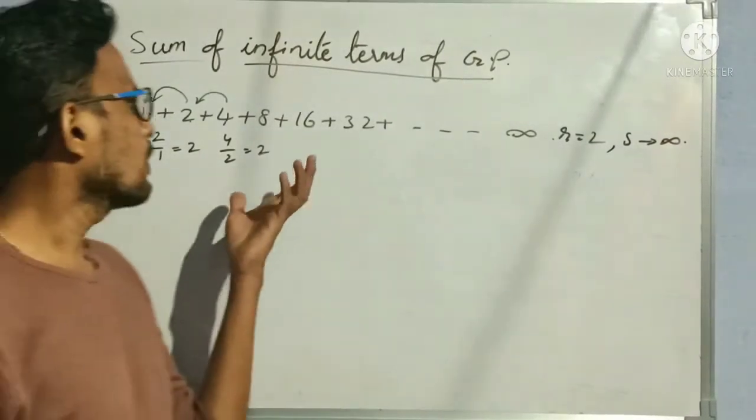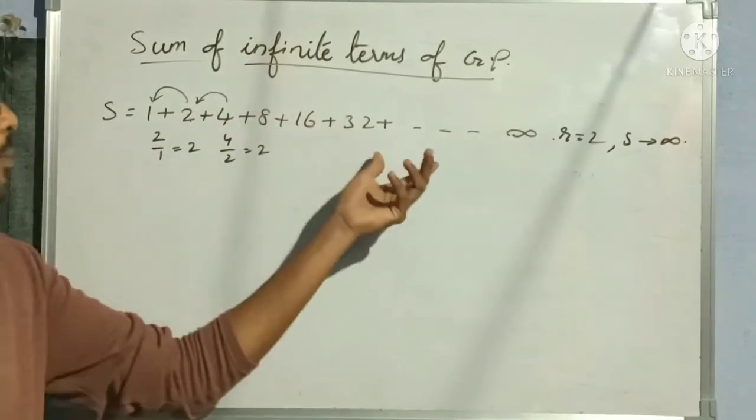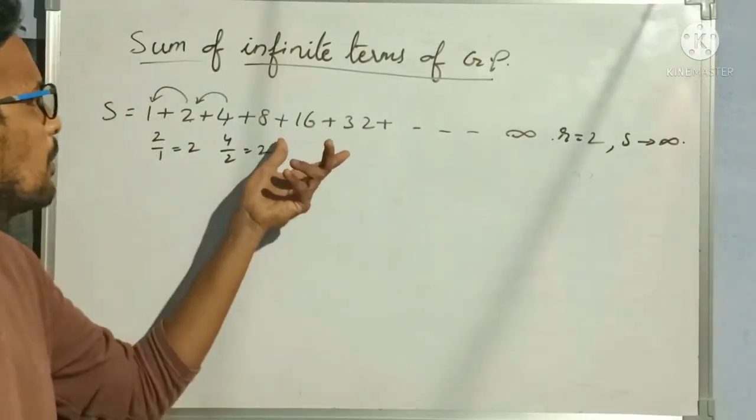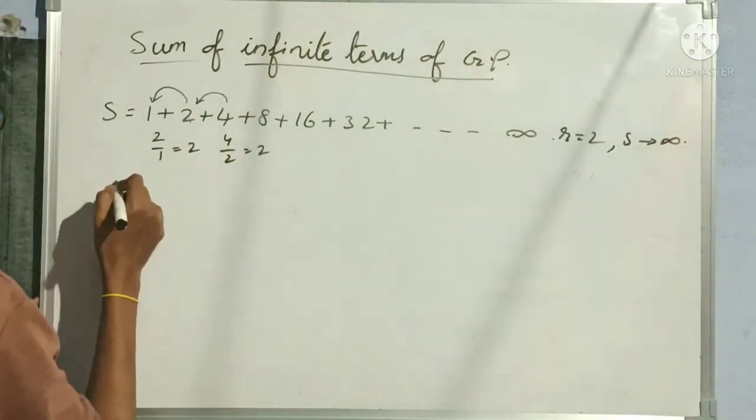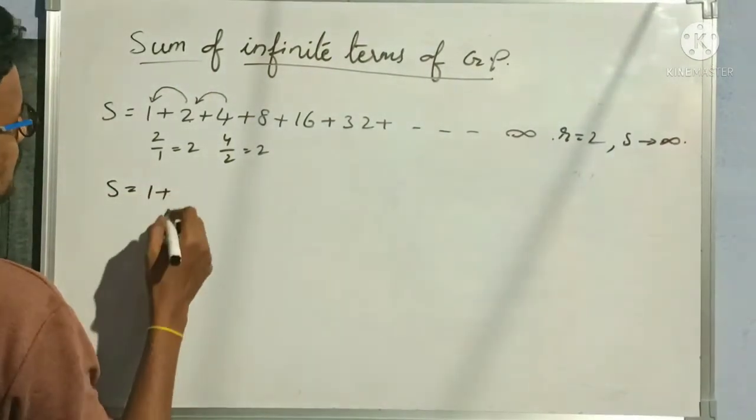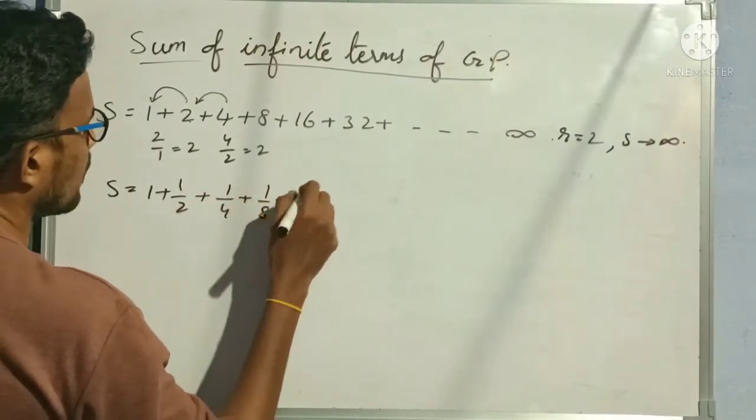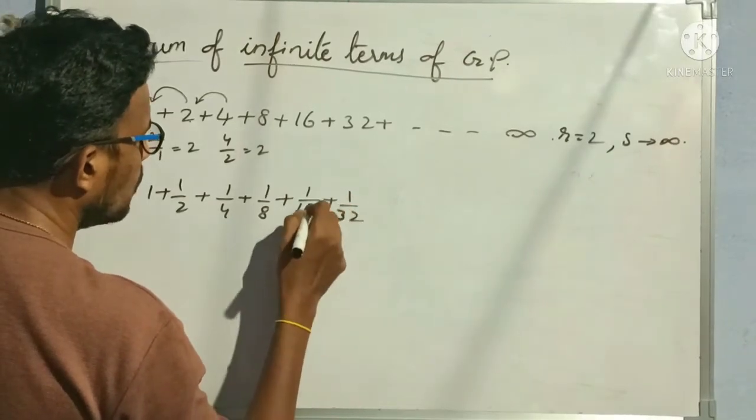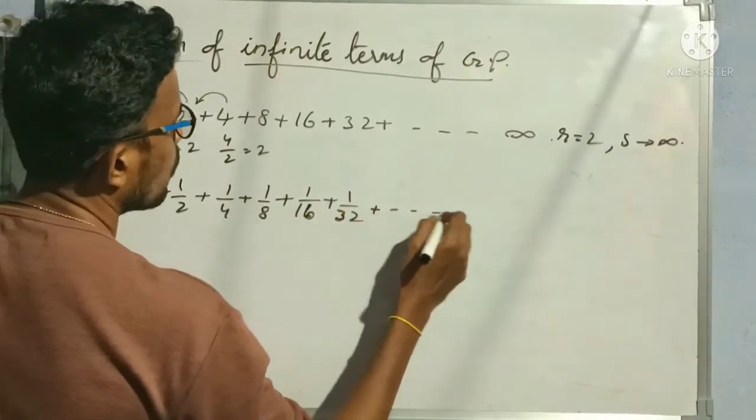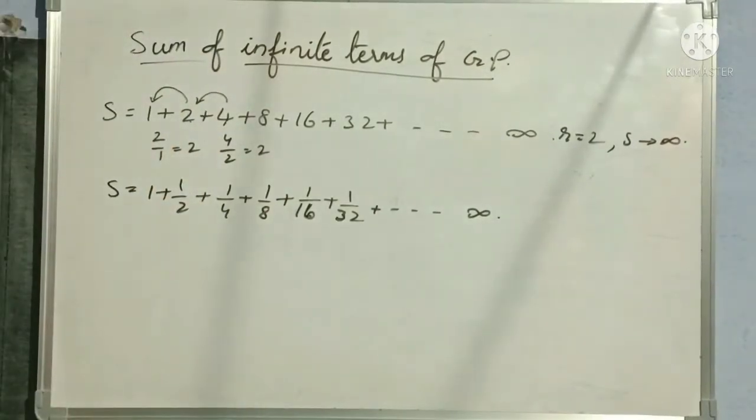So the sum of the terms of this infinite GP becomes infinity. Clear? But if we take R as less than 1, for example 1 plus 1 by 2 plus 1 by 4 plus 1 by 8 plus 1 by 16 plus 1 by 32 plus and so on up to infinity, now we see what is the value of R.